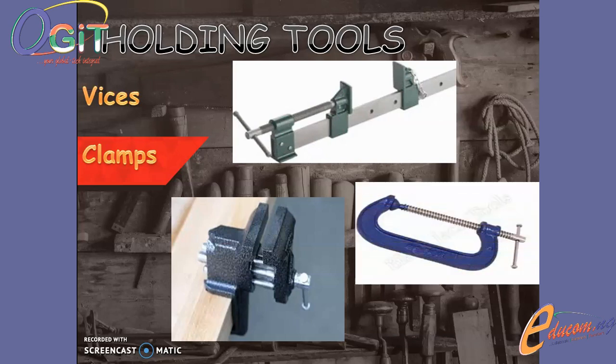Also, this is another type of a clamp and it is called the G clamp because it looks like letter G. Lastly, we have the pliers. We have the example of pliers, the cutting plier and the likes.